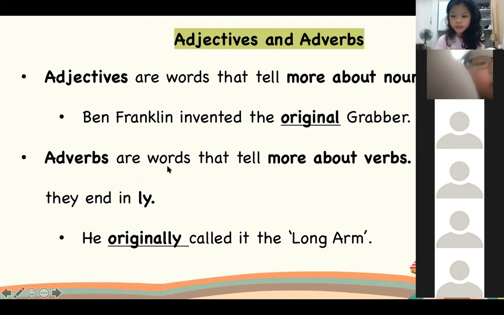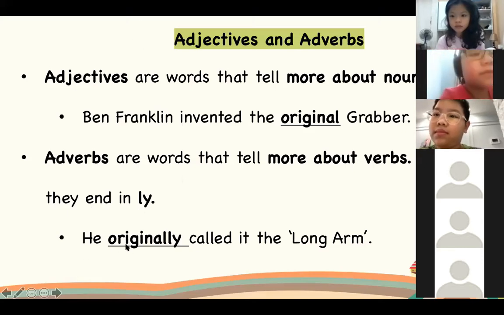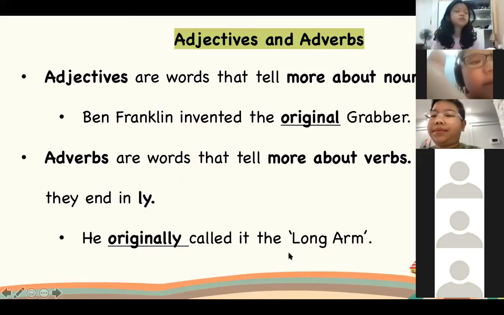Okay, next I would like Katie, please, can you read for me adverbs? Adverbs are words that tell more about verbs. Often they end in ly. Perfect. Well done, Katie. Can you read this example for me? He originally called it the long arm. Lovely reading. Good girl. Well done.